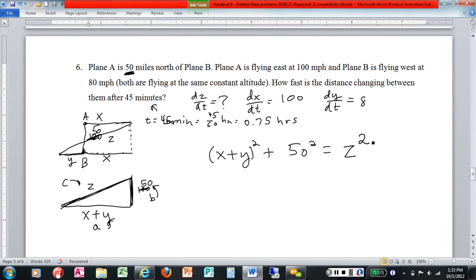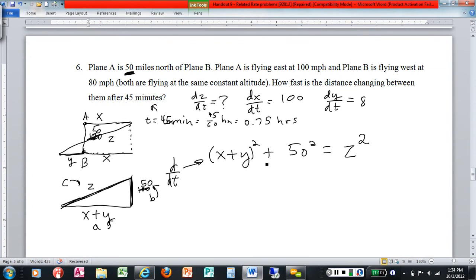So step 1, draw the picture. Step 2, label. Step 3, equation. What's step 4? What do I do with that now? Take the derivative with respect to t, right? Because I'm looking for dz/dt. So I want to d/dt this equation here, both sides. Take the derivative with respect to t. All right, so what about for (x plus y) squared? How do I do the derivative of that? Chain rule? Chain rule, okay.